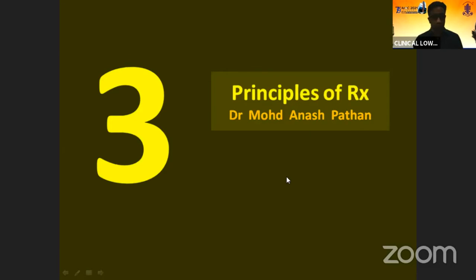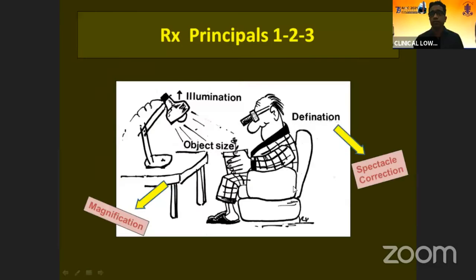I'll be continuing with the principles of the treatment of low vision. There are three basic principles to increase vision in a low vision patient. First is to increase the definition and sharpness of the image by refraction and spectacle correction. Second is by increasing illumination. Third is by increasing the size of the object, either physically or by prescribing magnification.